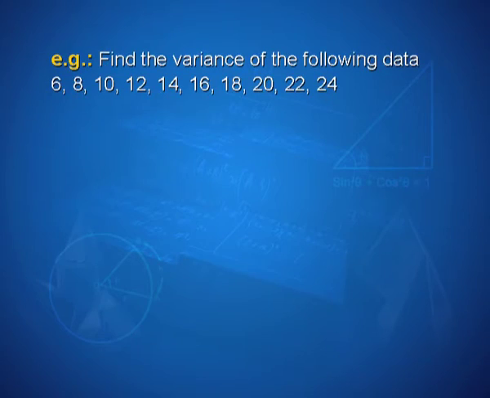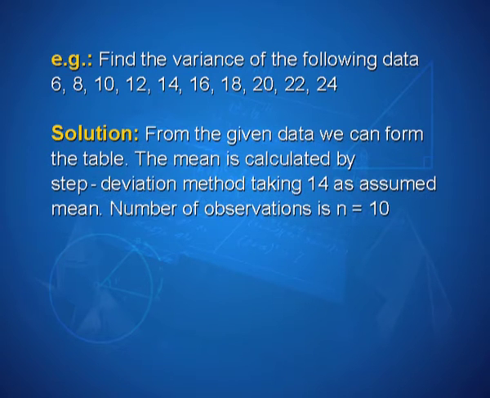Let us take the following example to illustrate the calculation of variance and standard deviation. Find the variance of the following ungrouped data 6, 8, 10, 12, 14, 16, 18, 20, 22 and 24. Look at the solution. From the given data, we can form the table. The mean is calculated by the step deviation method, taking 14 as the assumed mean, and here the number of observations n is equal to 10.